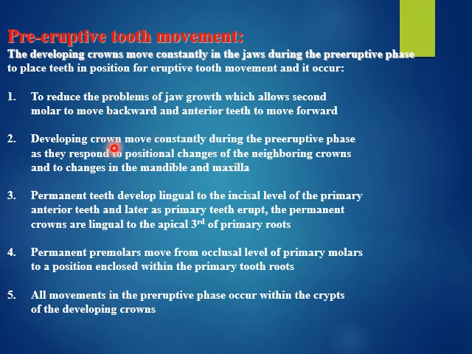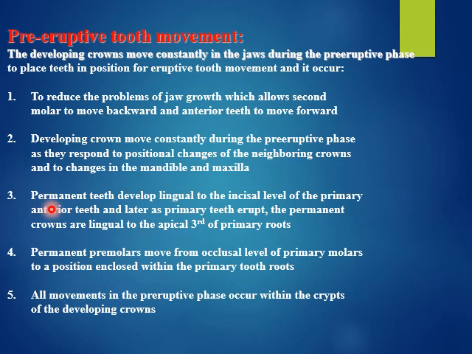What does this point mean? During the development of deciduous and permanent teeth, there is crowding of the teeth within the small jaw. So to reduce this crowding, the anterior teeth move forward and the posterior teeth or molars move backward, and also the adjacent teeth move away from each other to reduce the crowding, and at the same time the mandible and the maxilla of this baby also grow.